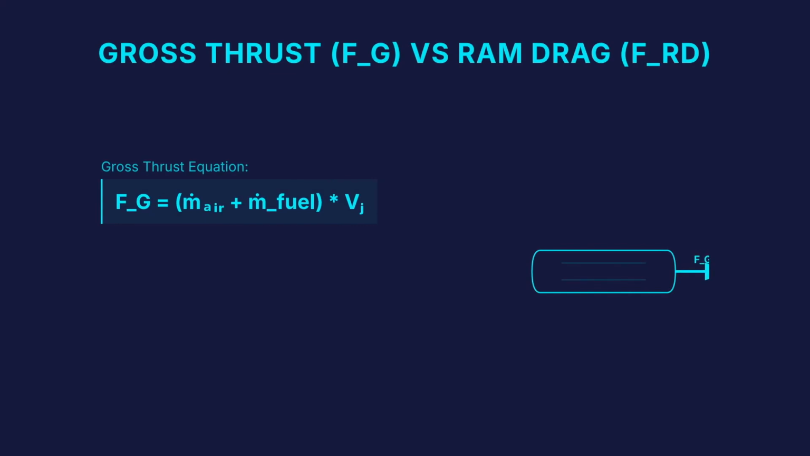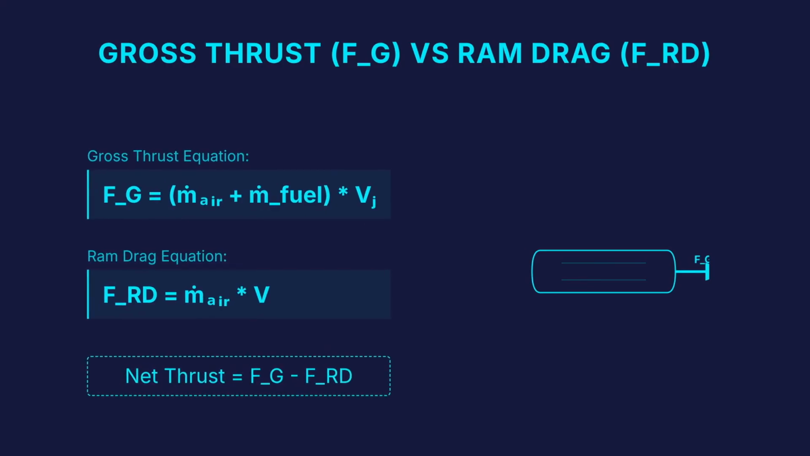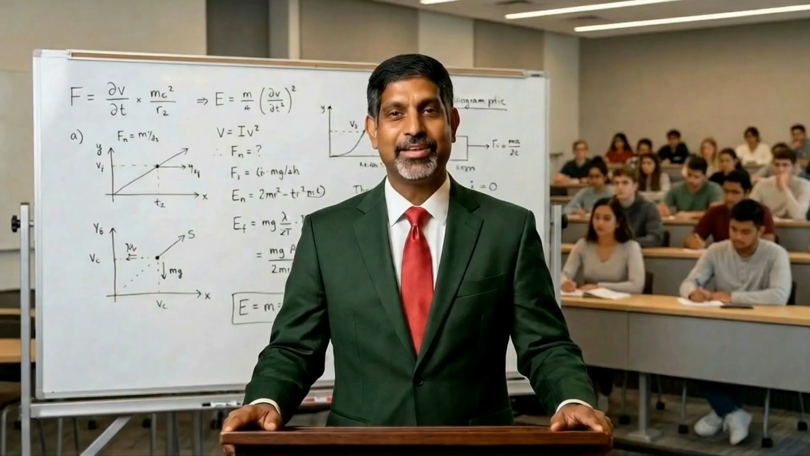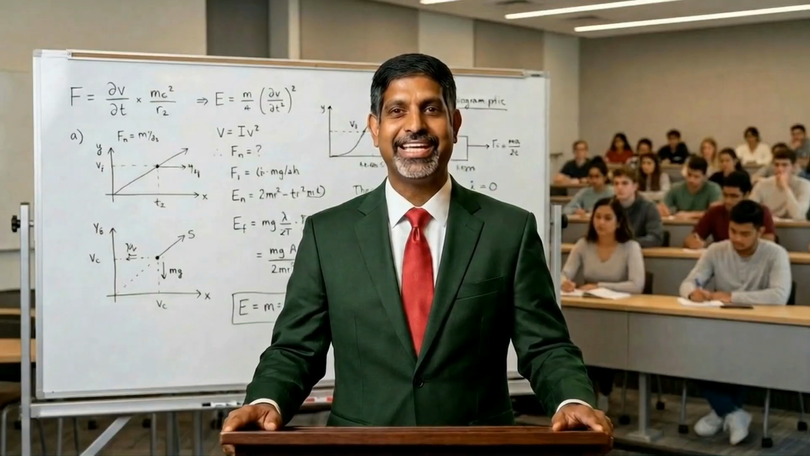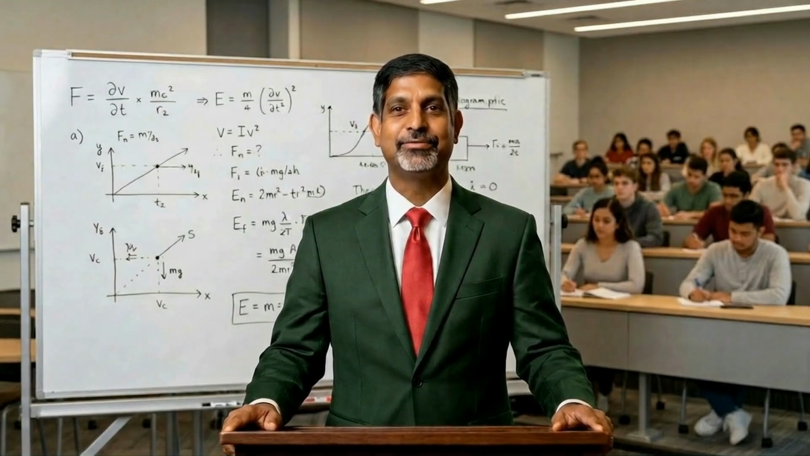Gross thrust, Fg, is what the nozzle produces, while ram drag, FRD, is the inlet penalty. Net thrust is simply the difference between these two opposing forces. But thrust alone doesn't tell us how good an engine is. For that, we need to analyze efficiency. How effectively are we converting energy into motion?